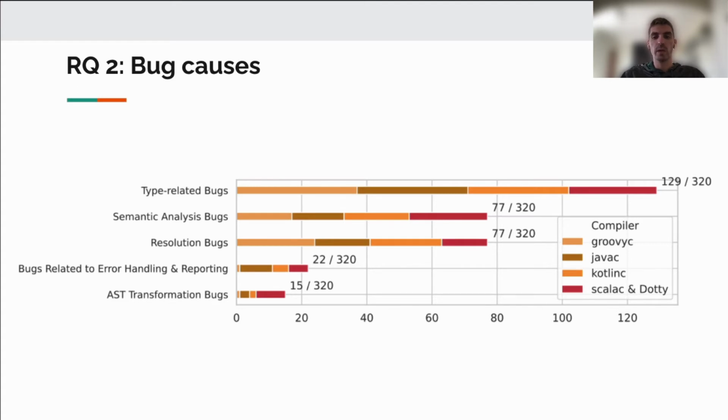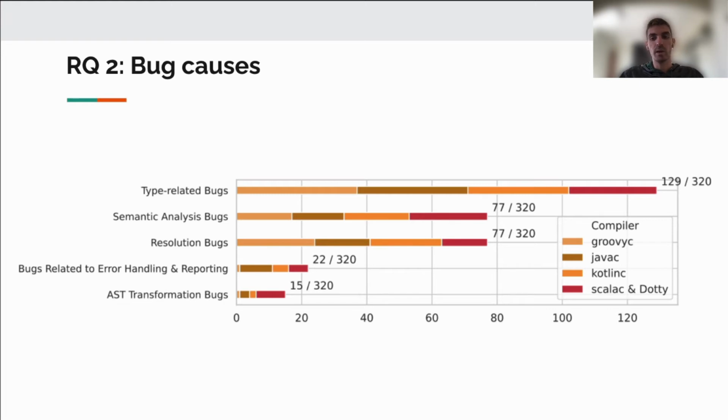We derived 5 categories that include bugs sharing common root causes, namely type-related bugs, semantic analysis bugs, resolution bugs, bugs related to error handling and reporting, and AST transformation bugs. Type-related bugs occur when the compiler performs operations related to types. For instance, a type-related bug could happen due to incorrect type inference or incorrect bound computation. Semantic analysis bugs are bugs that arise during the semantic analysis phase of the compiler.